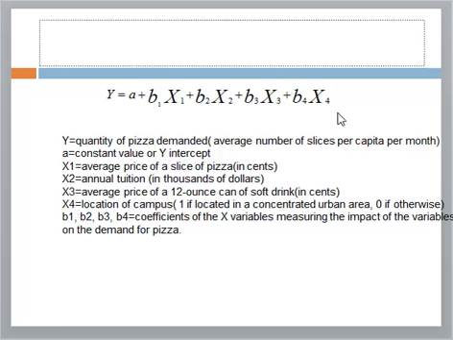And b1, b2, b3, b4 are coefficients of the x variables measuring the impact of the variables on the demand for pizza. So now the equation can be written as y equal to a plus b1 x1 plus b2 x2 plus b3 x3 and b4 x4.